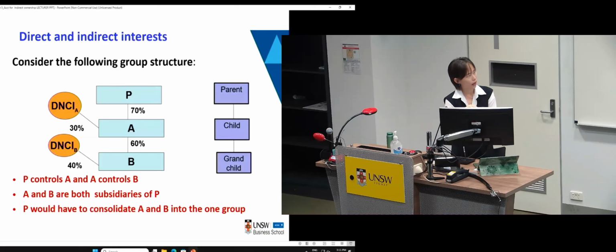And the INCI in B is the same party as the DNCI in A. It's represented by the same party. It is this party that has indirect non-controlling interest in B. So the total non-controlling interest in B is 58%. And parent's interest in B is 42%. In total, that is 100%.